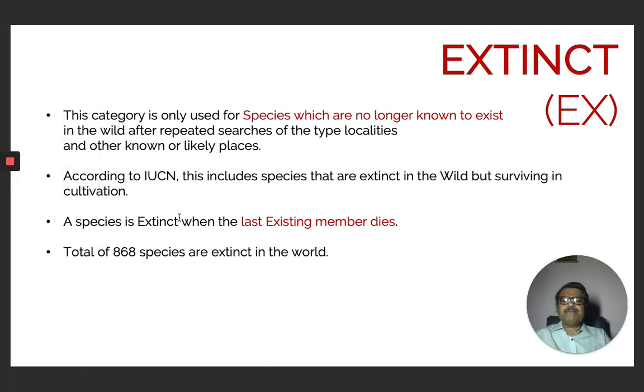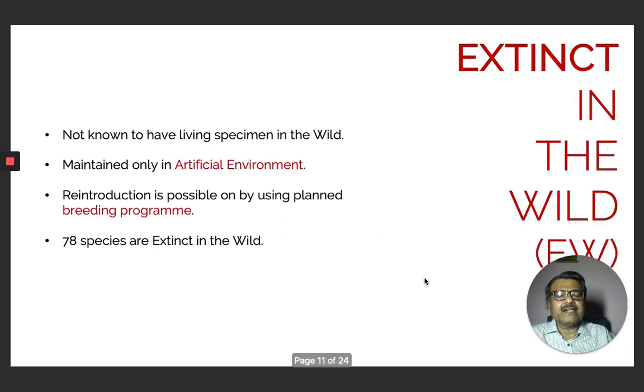Then there is another definition by which we can understand this extinct group: the last existing member dies. If in any population the last member dies and no individual member is available on the earth, those species are regarded as extinct species, and there are 868 species extinct in the world. The second group is extinct in the wild.